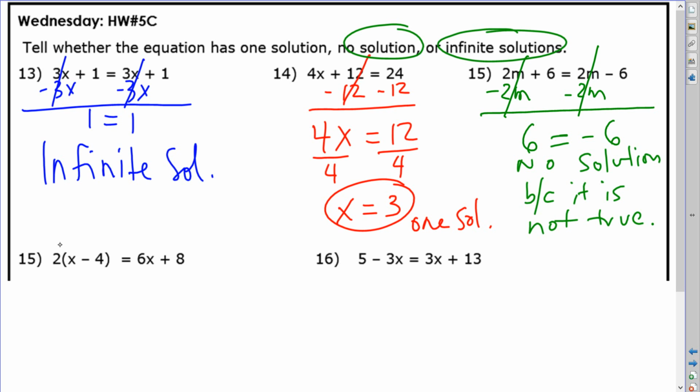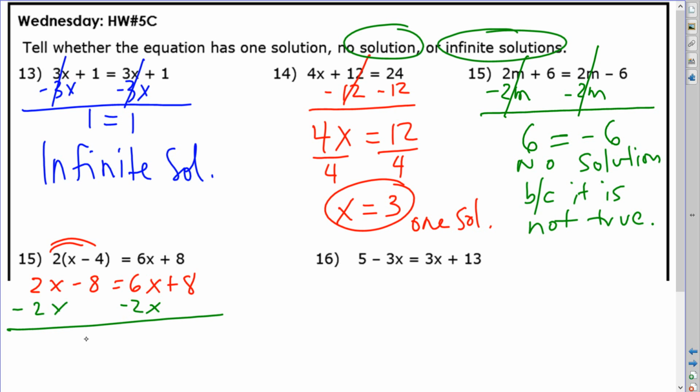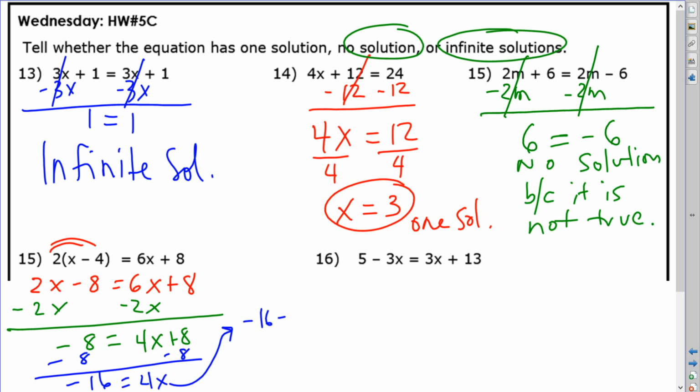All right, over here, let's do our distributing first. 2x minus 8. And this one is no distributing over to here, so 6x plus 8. So I'm going to minus 2x from both sides. I'm going to get negative 8 equals 4x plus 8. I'm going to subtract 8. I'm going to get negative 16 equals 4x. And then I'm going to rewrite it over here. If I divide both sides by 4, I get one number on the left and one letter on the right. So this is one solution.